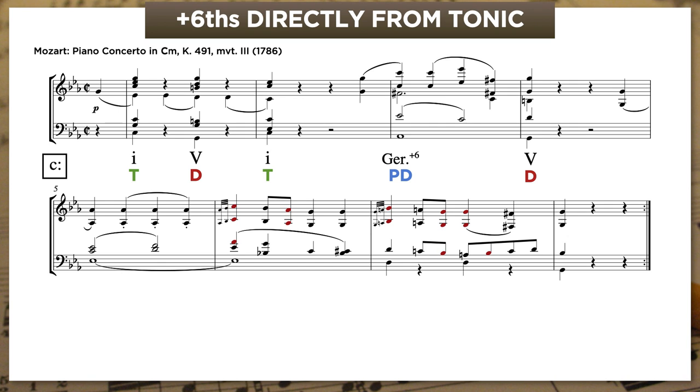And here, too, we've got a German augmented sixth going straight to root position five. There's a risk of parallel fifths thanks to this E flat, so Mozart passes it from an inner voice into the melody, and then it's just gone. Poof, no parallel fifths. The second phrase starts in the relative major E flat with a pedal tone progression.